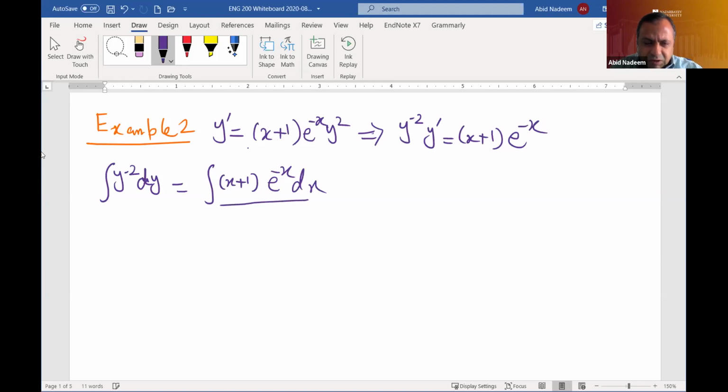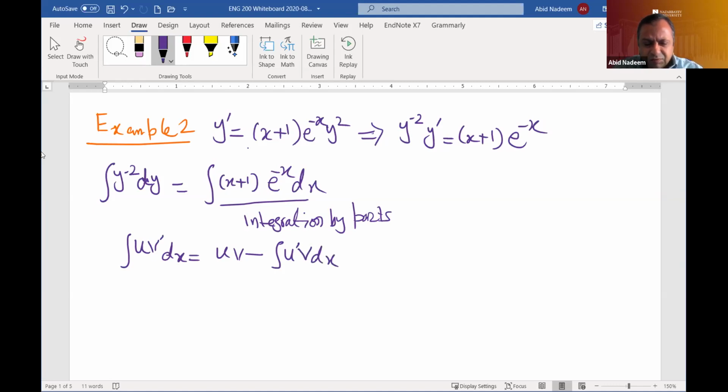Okay, so integration by parts. If you see your textbook, maybe on the second page for the integration formulae, the formula for the integration by parts is the integral of u v prime dx is equal to u v minus the integral of u prime v dx. So this formula is for the integration by parts. That means we have to represent this integral by this derivative, and then its answer will be given by this.